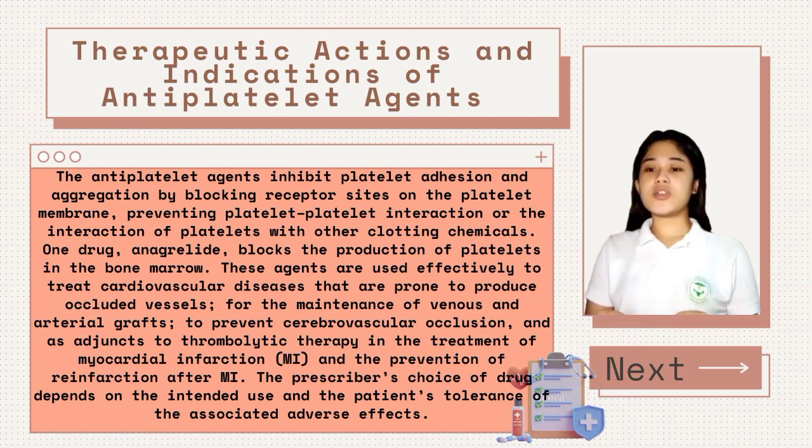These agents are used effectively to treat cardiovascular diseases that are prone to produce occluded vessels, for the maintenance of venous and arterial grafts, to prevent cerebrovascular occlusion, and as adjuncts to thrombolytic therapy in the treatment of myocardial infarction and the prevention of reinfarction after MI. The prescriber's choice of drug depends on the intended use and the patient's tolerance of the associated adverse effects.